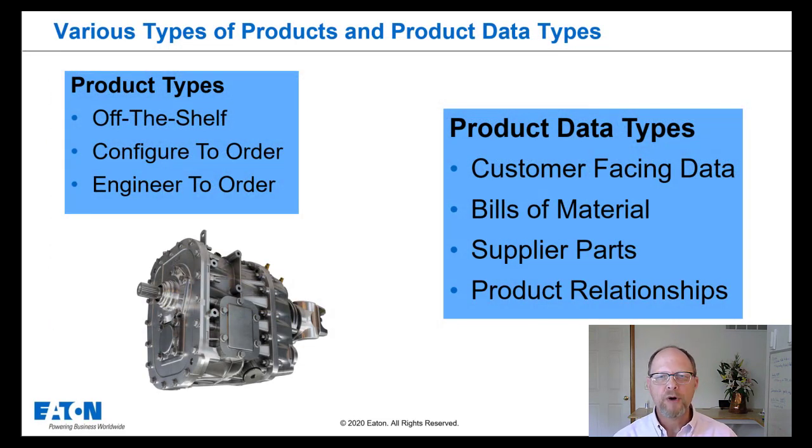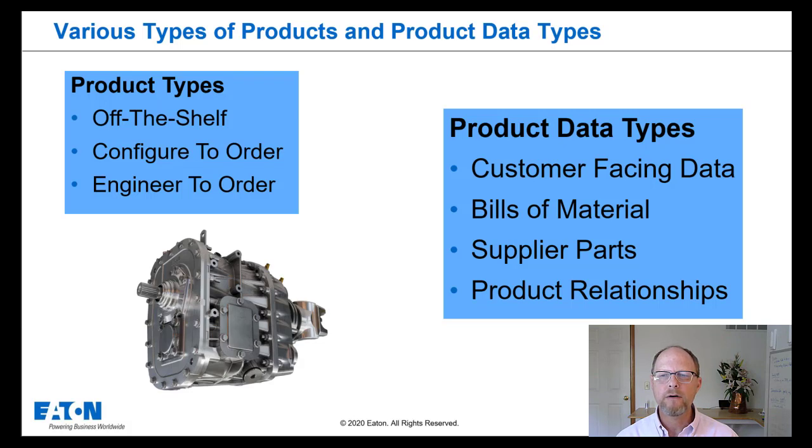We have different types of products as well as different types of product data. Our main product types are off-the-shelf products, just something you buy, it's ready-made, it's packaged, and you order it. We have configure to order. A large part of our business is configure to order. And we do some engineer to order as well. So I would say about a third of our business is configure to order, maybe even more. And then within those types of products, we have different types of product data.